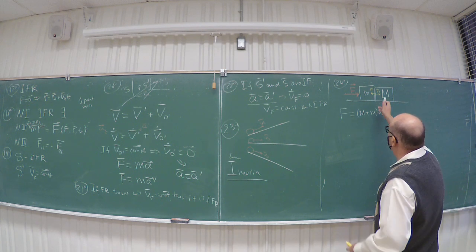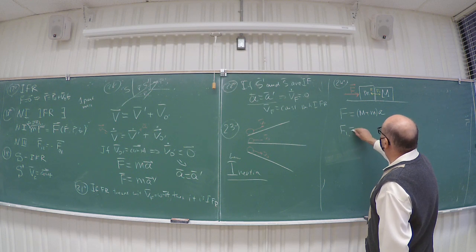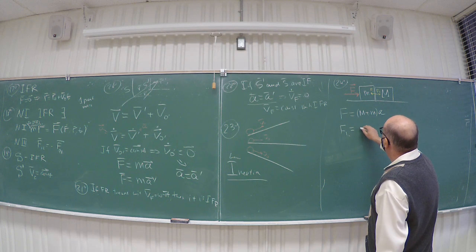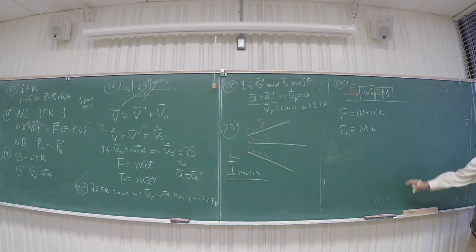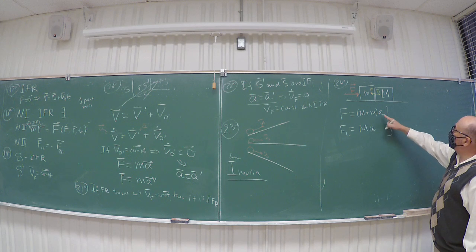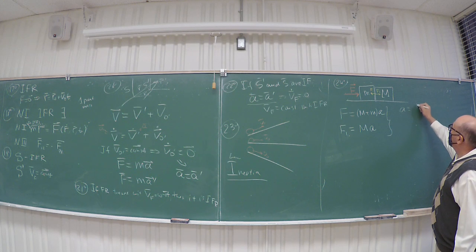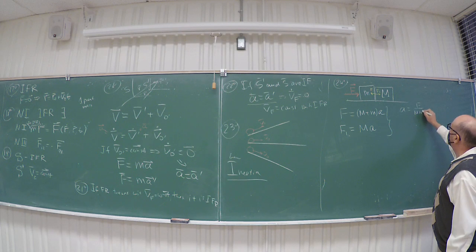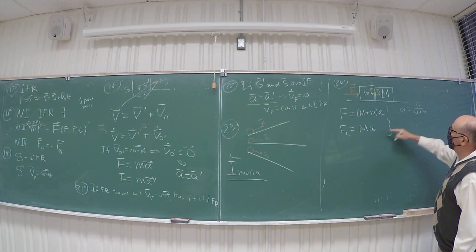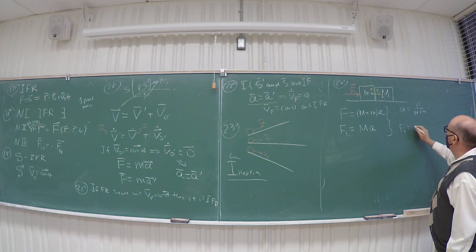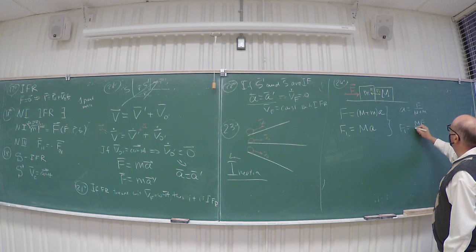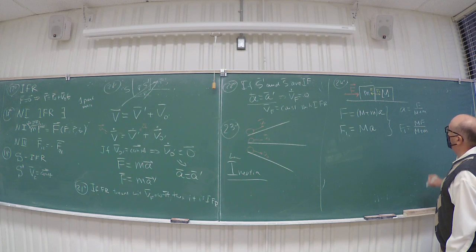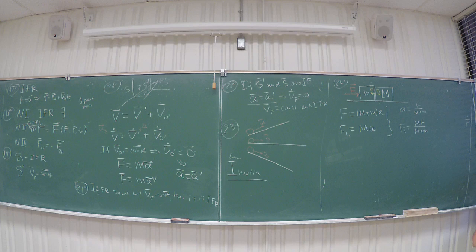The only force exerted on big M is F1. And that force is equal to big M multiplied by acceleration. From these two equations, I can say that acceleration is equal to F over M plus m. You see that F1 is equal to F m over M plus m. That's the force of interaction.